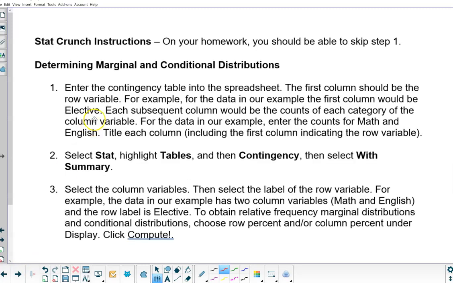So now we're going to go on to StatCrunch instructions. On your homework, you'll be able to pull up your table in StatCrunch, and it will do a lot of the calculations for you. I wanted to go through it by hand so you understood where those numbers were coming from. And then you can also do it by hand in your homework if you prefer. So typically if you're pulling up the homework in StatCrunch, you will be able to skip one because it will already do that step for you. So I'm going to go ahead and go to StatCrunch now.